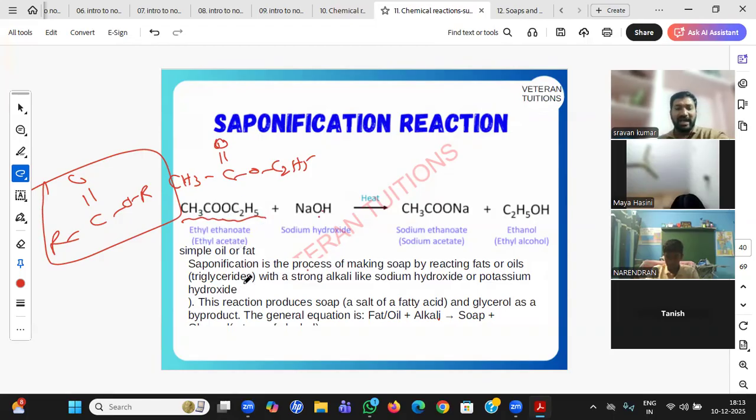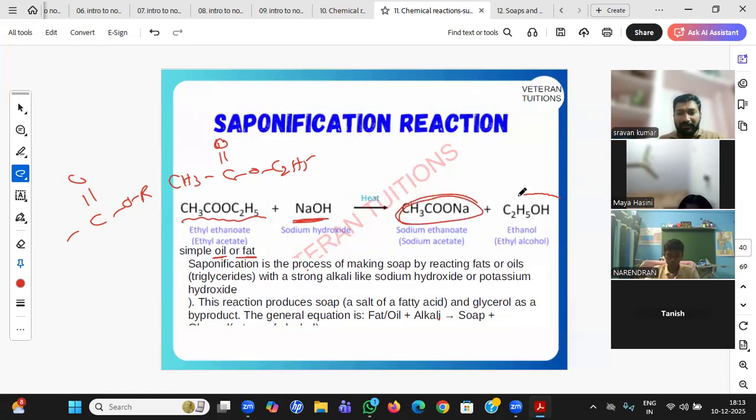What is this ester? I just said that ester is nothing but oil or fat. The sweet smelling will come, student. Oil or fat. Whenever you mix fat with a strong base, you will get soap. And another product is alcohol. So did you see? From ester we are getting alcohol.